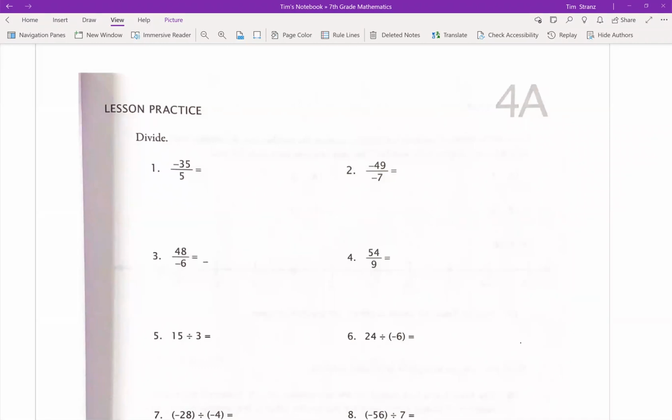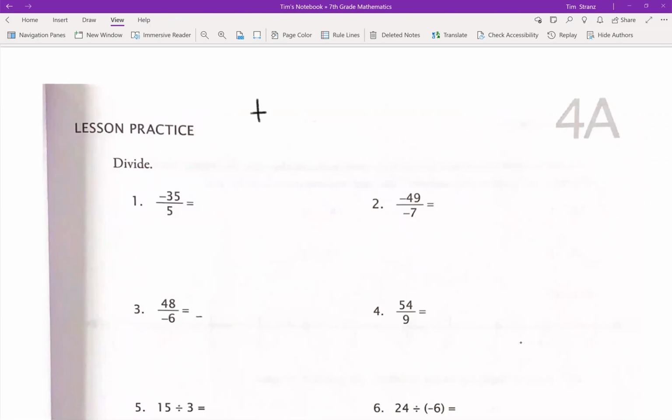Very similar to my last video. This time we're just dividing positive and negative numbers. Last video was multiplying positive and negative numbers. So same concept. All right, so in this video, if you have a positive divided by a positive, you're going to have a positive answer. If you have a negative divided by a positive, you're going to have a negative answer. If you have a negative divided by a negative, you're going to have a positive answer. Okay, so same concept when you're dividing.